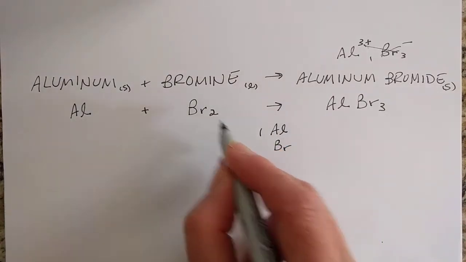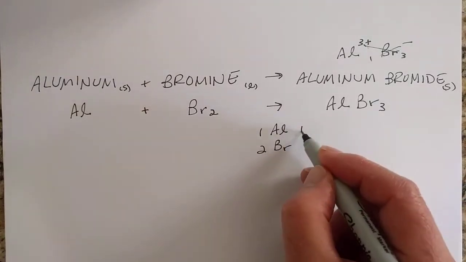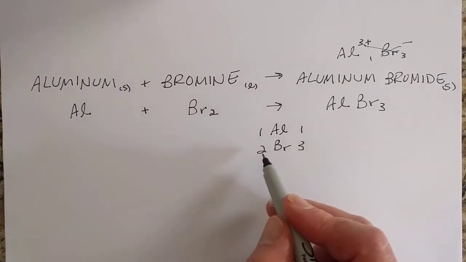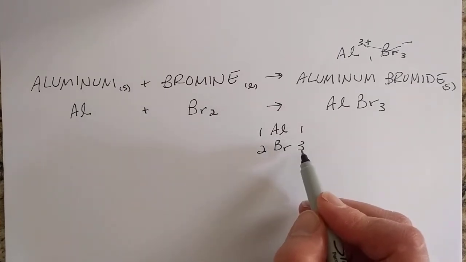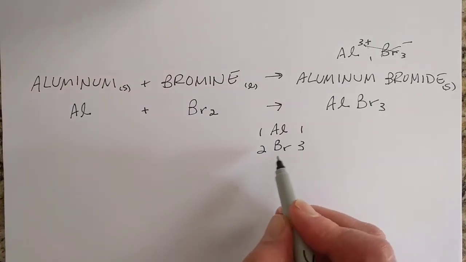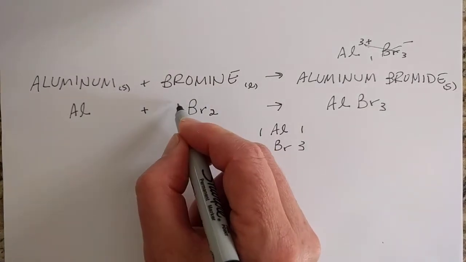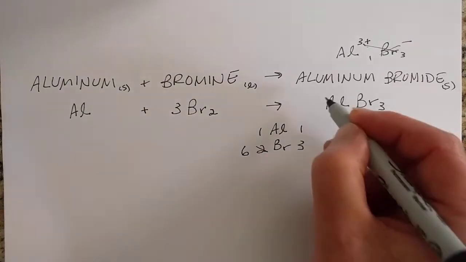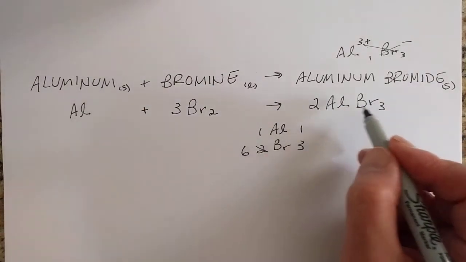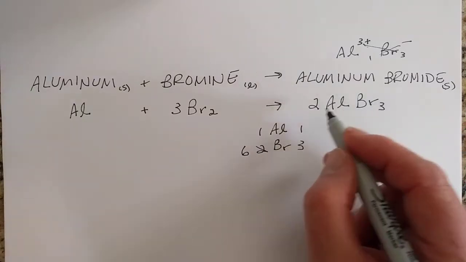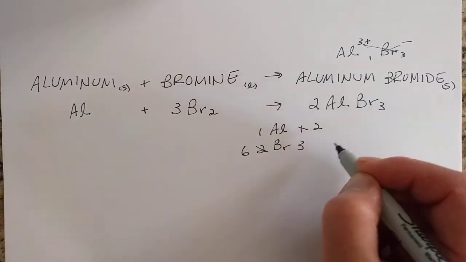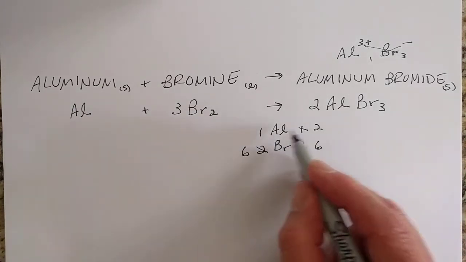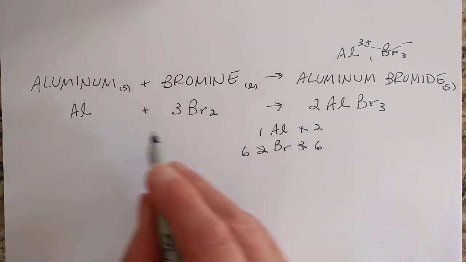1 aluminum on this side, 2 bromines, 1 aluminum on this side, 3 bromines. So our aluminum's okay, but we have this 2-3 situation. So remember, we're going to cross up so that we can get 6 bromines. So put a 3 here. 3 times 2 gives us 6 bromines on this side. Put a 2 here. Now we have to update the atom count for all the elements. So that gives us 2 aluminum, 2 times 3, 6 bromine. So bromine is good. Recheck our aluminum. We need a 2 on this side.